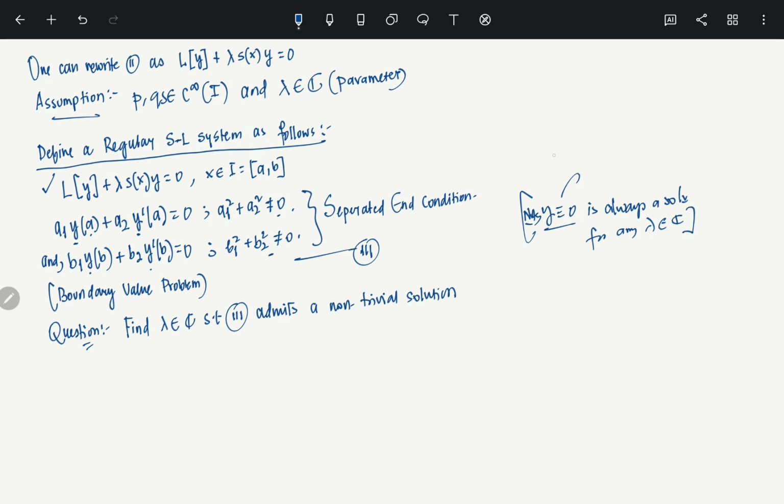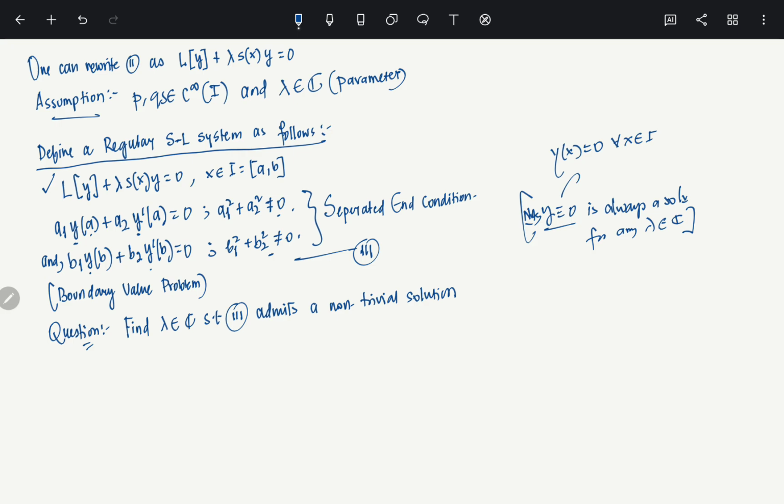And when I say y equals 0, what do I mean? I mean y(x) equals 0 for all x in I. This is what I mean. Okay, so what we want is a solution y which is not 0 at least at one point. By the neighborhood property, if it is non-zero at one point, it has to be non-zero at least in some open neighborhood, right? So basically we want a non-zero solution, and we want to find lambdas such that that happens.